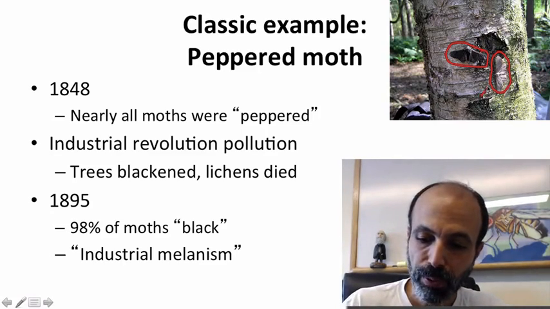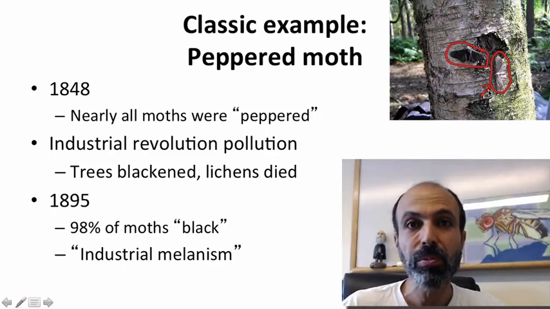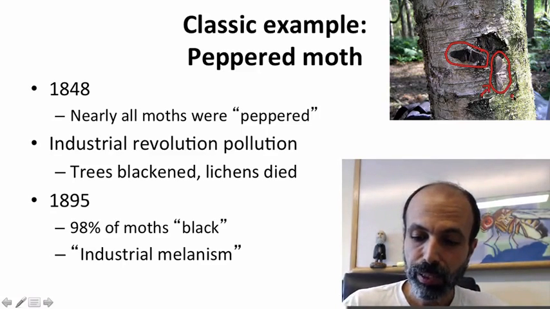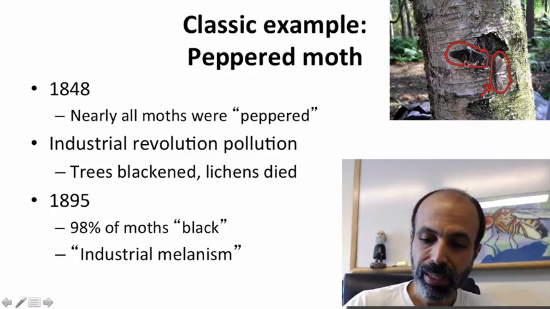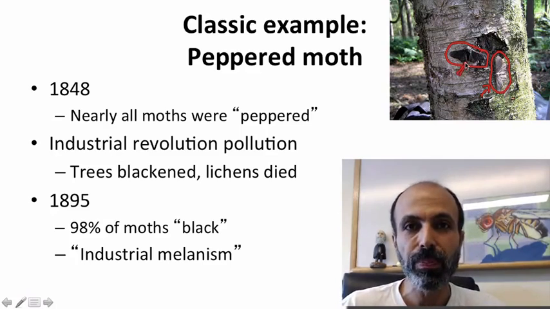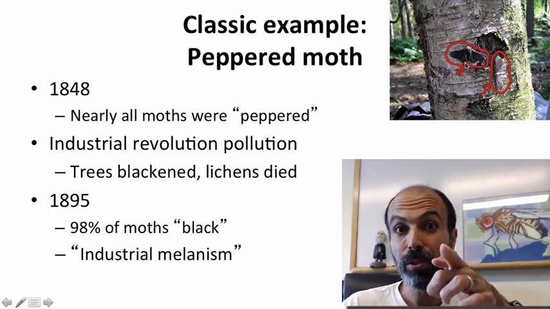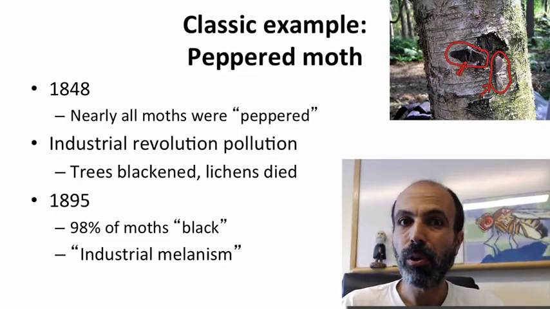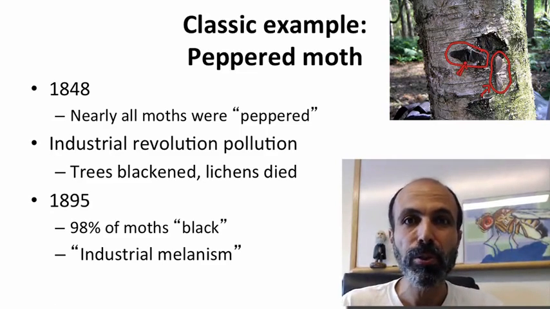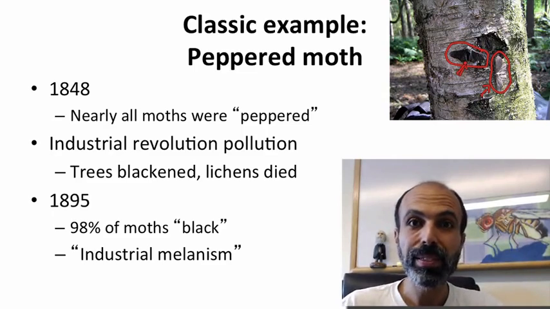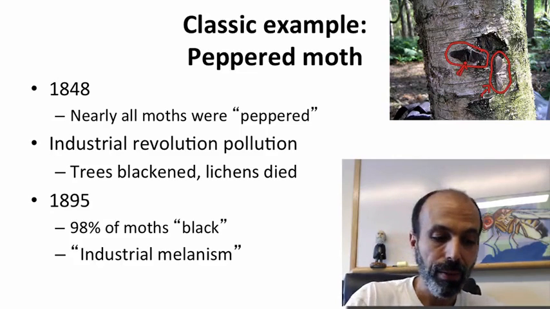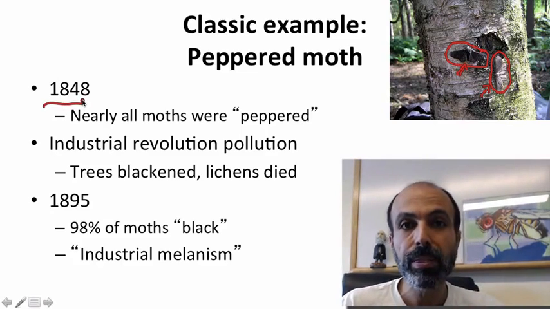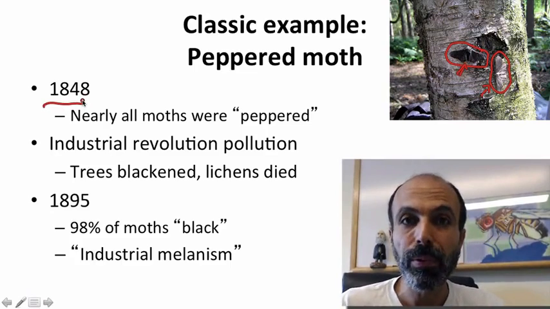Probably for most of you, the peppered form is a little bit harder to see because it blends in with the color of the tree and the spotting pattern of the lichens that are growing on the tree. In contrast, this black one is very easy to spot. Not only is it easy to spot for you, but it's also easy to spot for hungry birds looking for a tasty moth treat. As a result of this, the black forms tended to get eaten much more than the white forms, and in 1848, nearly all the moths that lived tended to be peppered.